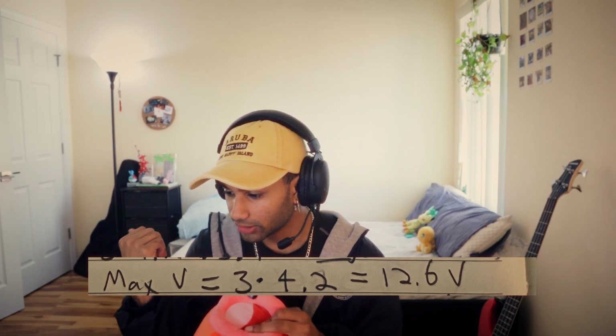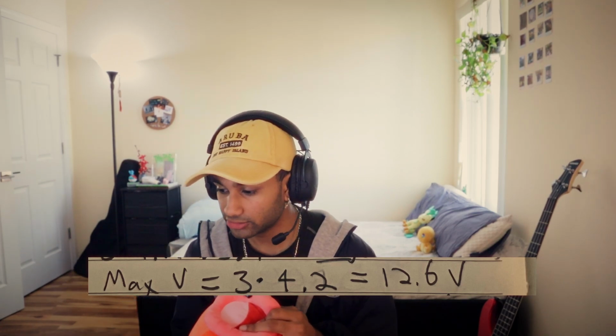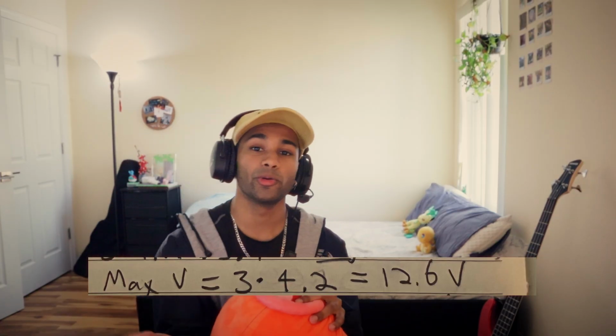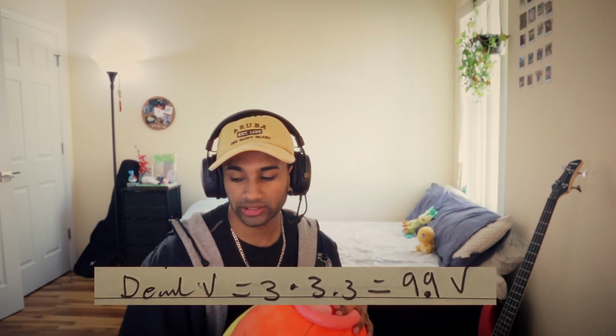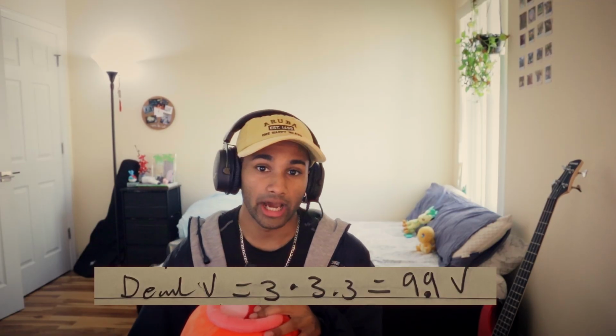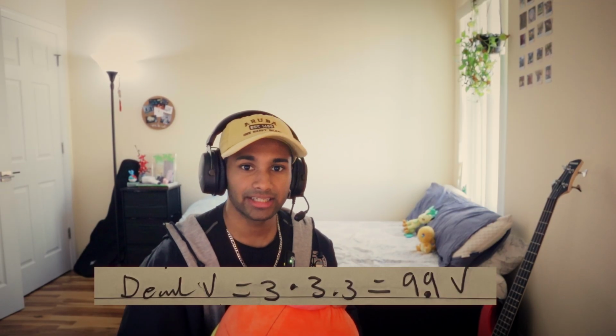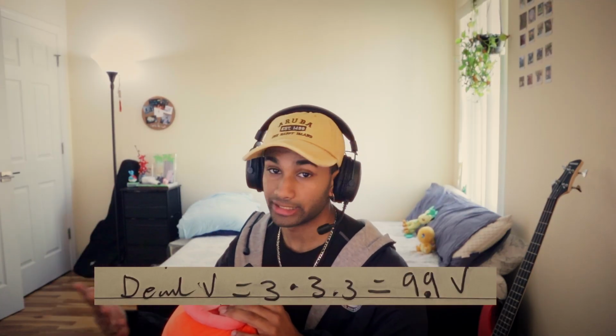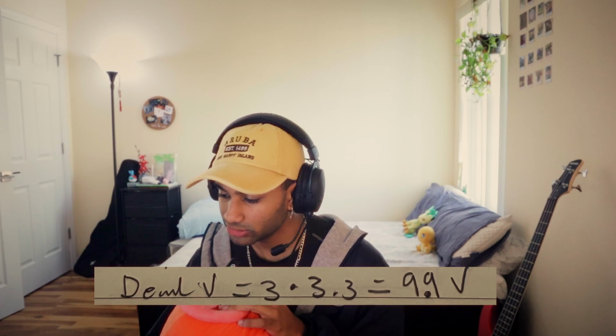And so the max voltage of our battery, which has 3 cells, is going to be 3 times 4.2, which is 12.6 volts. So boom, that is a very good voltage to be had there. Now, when it's dead, it's going to be at 3.3 volts each cell. So how do we figure out how much voltage it's going to be at when it's dead? Do the same thing, multiply that voltage by 3, the number of cells you have. So 3 times 3.3 is going to give you 9.9 volts.